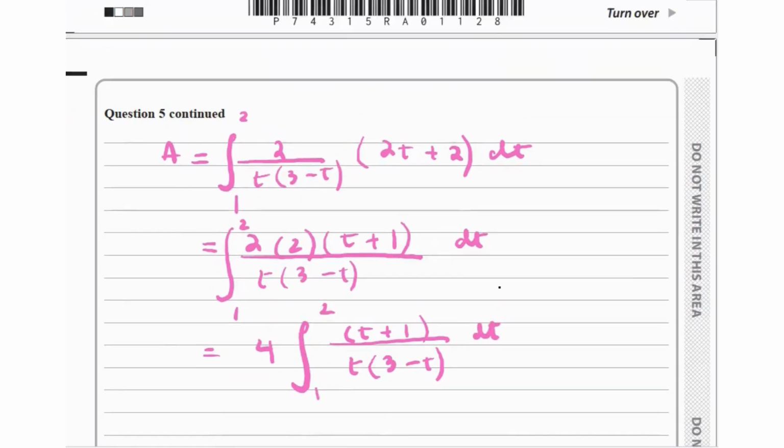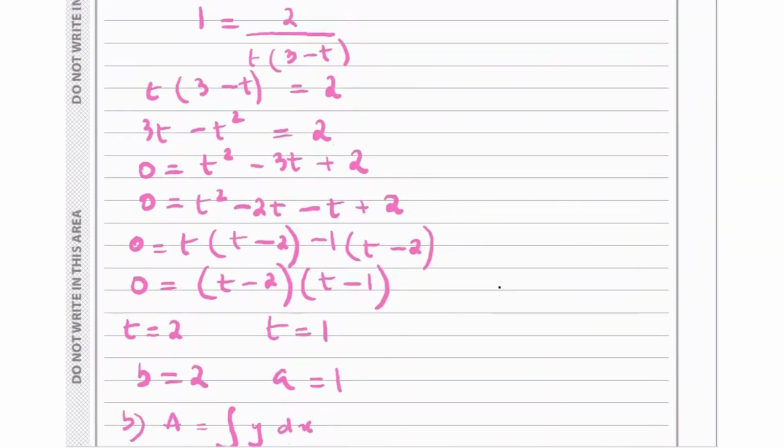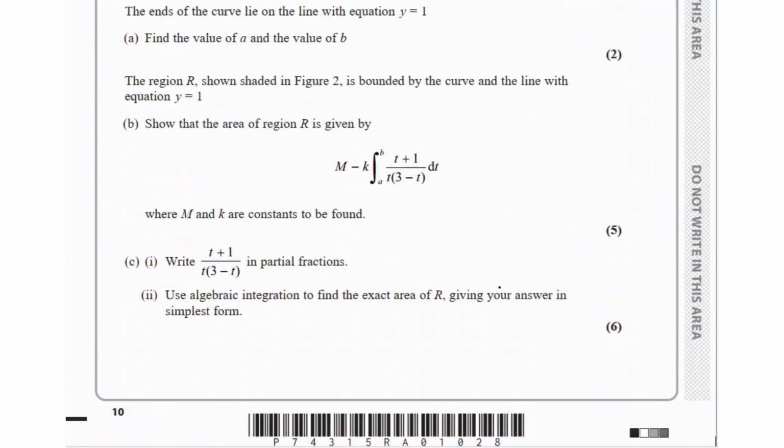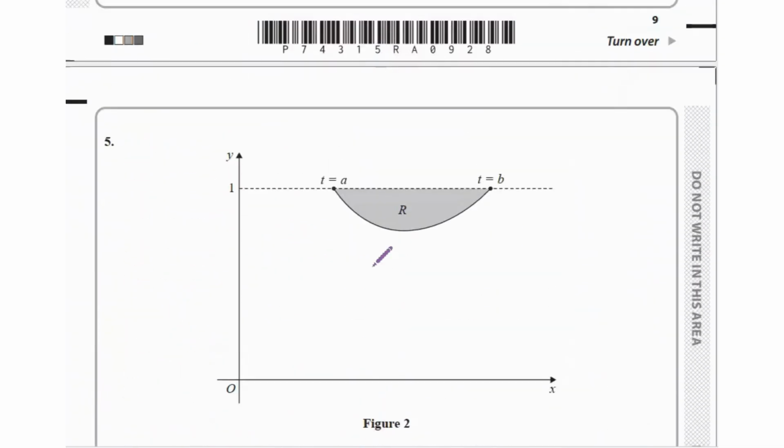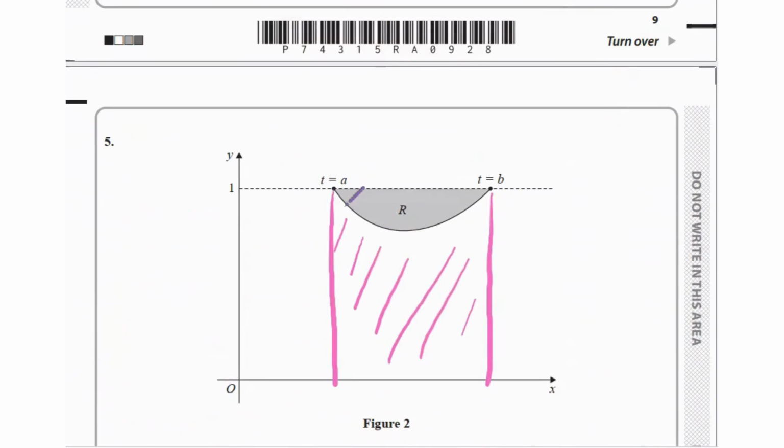Now if we go back to the question, it said, show that the area of region R is given by m minus k times this integral. So we have the k down, we have the integral down. What's missing is m. So if we go to the diagram, the area under the curve is basically this part. But since the shaded part is this part over here, we find the area of this rectangle first and then subtract the area under the curve to find the region R.